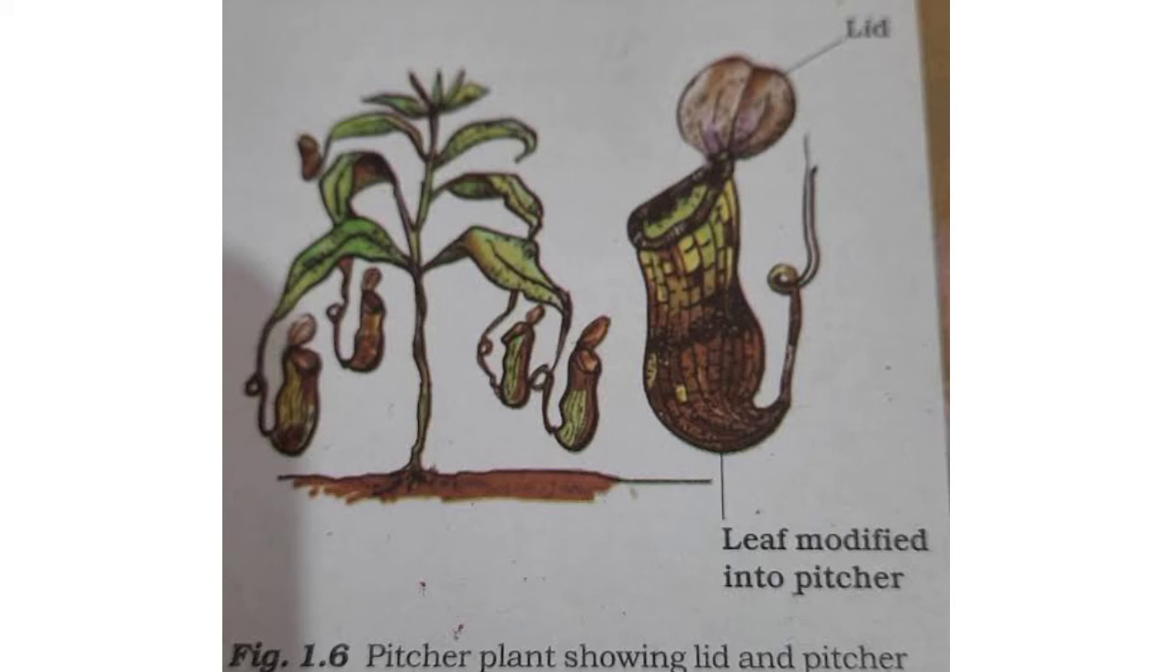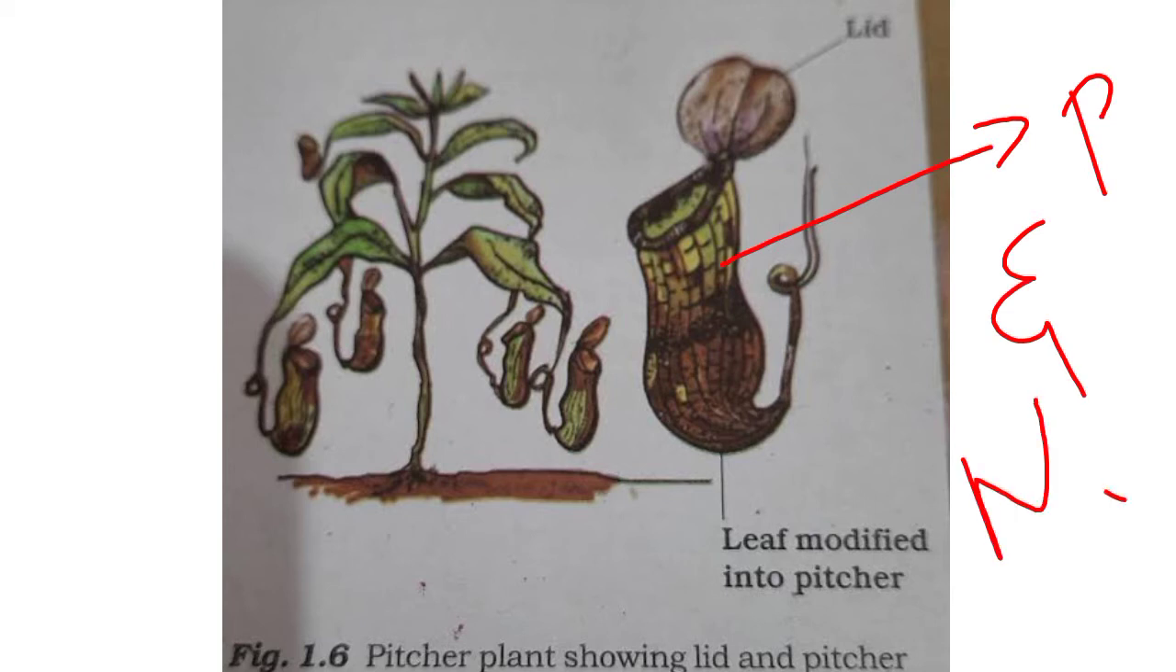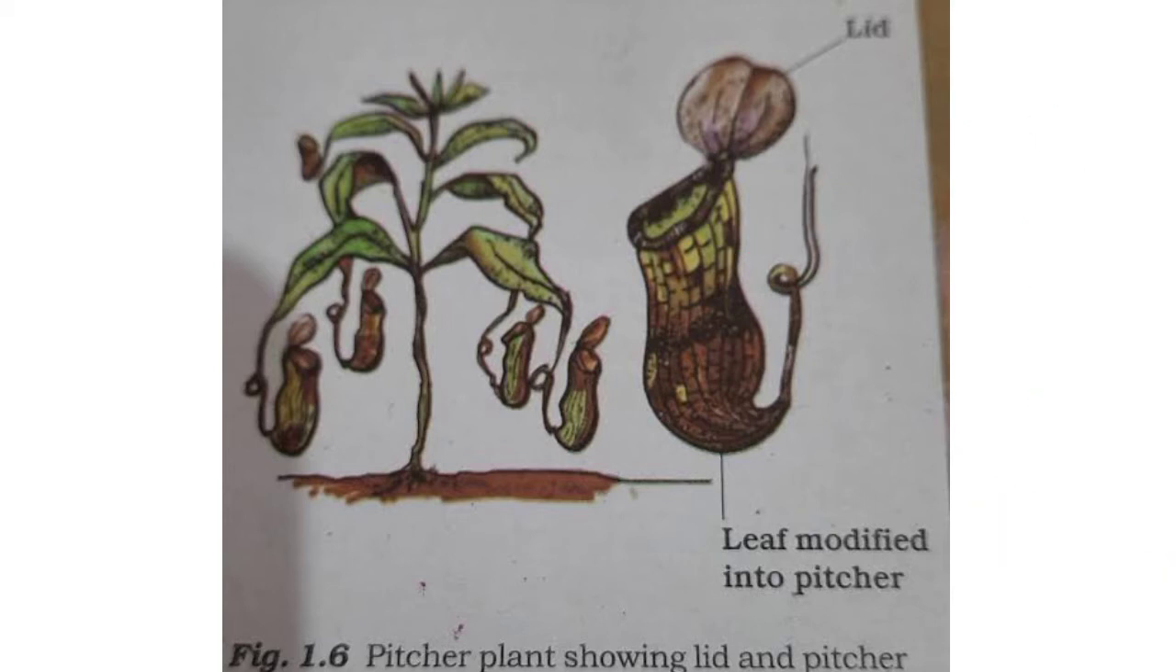Okay, once an insect is trapped inside the pitcher plant, the lid will get closed and the insect is digested by the digestive juice produced by the pitcher plant. See, once digestion is done, nutrients such as phosphorus and nitrogen are absorbed by that plant. Nitrogen and phosphorus are the nutrients absorbed by the pitcher plant from the insect. This is how the nutrition mode works in insectivorous plants.